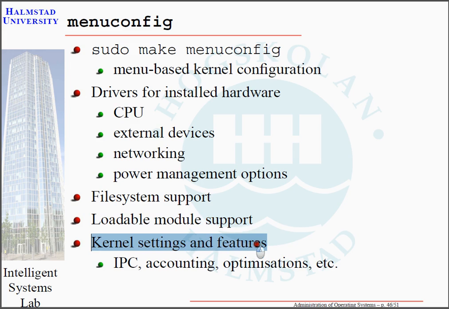And then there is a number of settings and features that you can modify. So you can have different kinds of inter-process communication enabled. You can have different levels of process and user accounting. There is a number of optimizations that you can enable or disable depending on your particular needs.